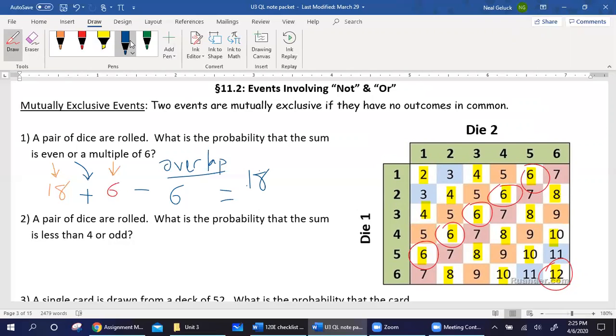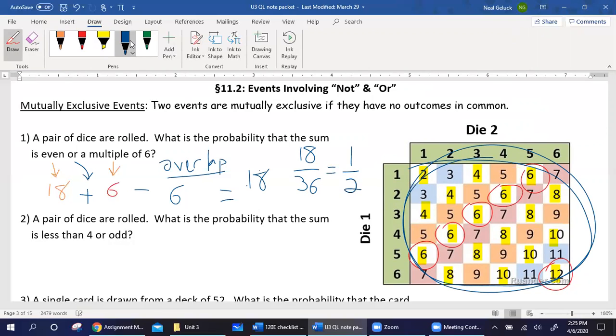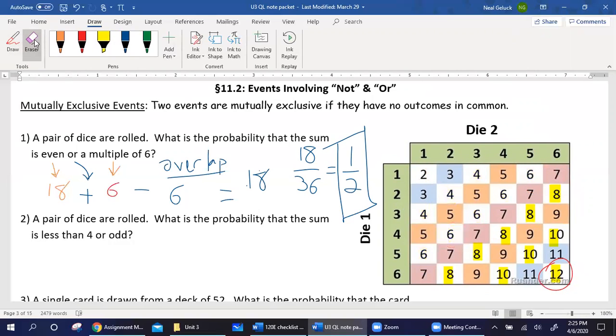This is probability. Remember, it's preferred outcomes, which is 18, over the total possible. The total number of squares down here is 36. So I have an 18 out of 36 chance, or a half, or 50%, or 0.5 probability. Now, on that problem, yes, it turned out that the overlap was all of them. That's not always going to happen.